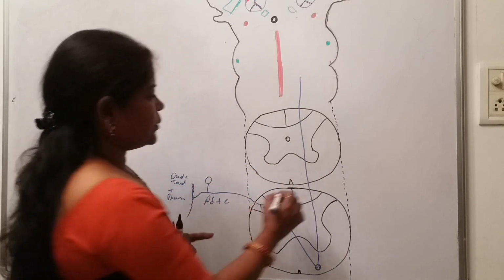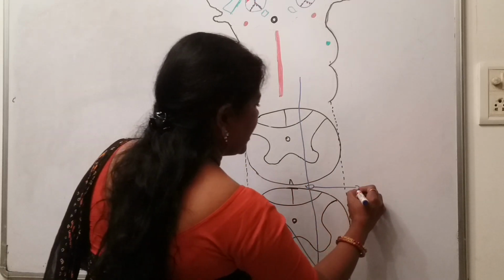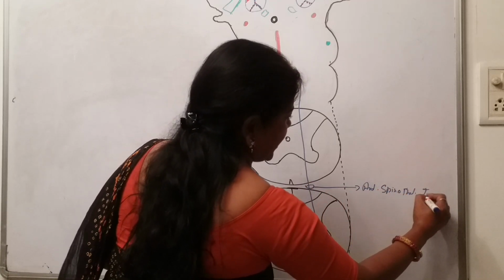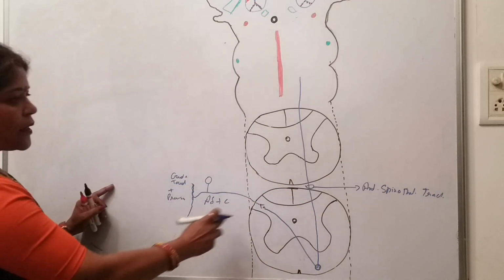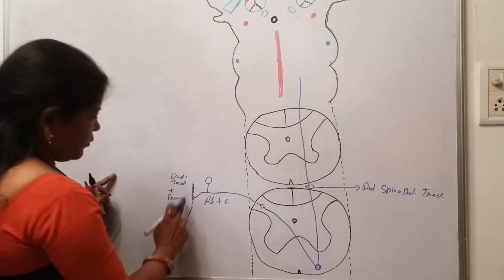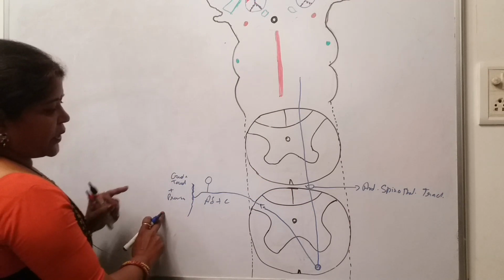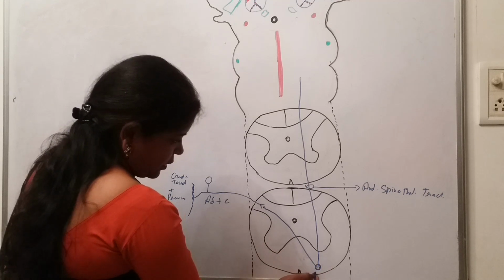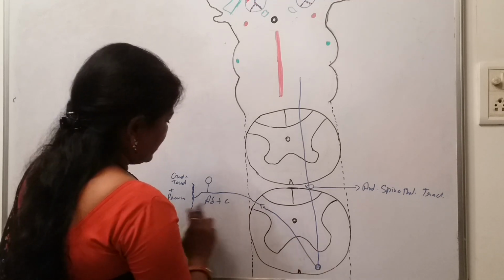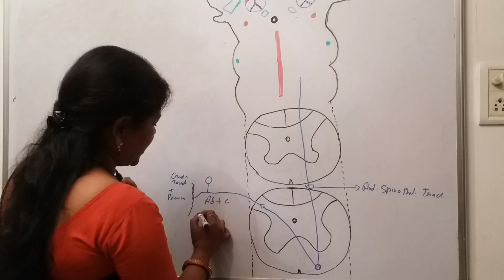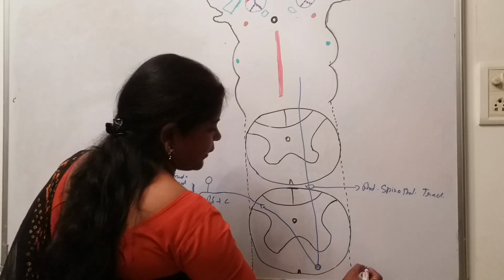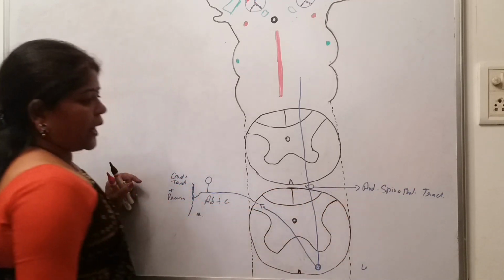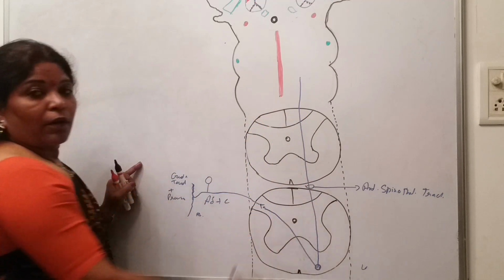Okay. What is this? This is the anterior spinothalamic tract. That means the anterior spinothalamic tract, which is bringing the crude touch and the pressure, is placed where? It is placed in the anterior funiculus of the spinal cord. Suppose the sensation is coming from the right side, so it will cross to the left side, the contralateral side. So this is the anterior spinothalamic tract, which is placed in the anterior white column.